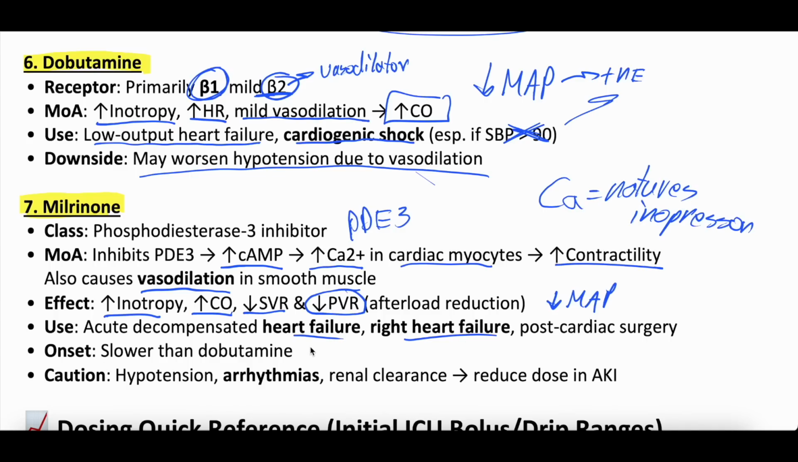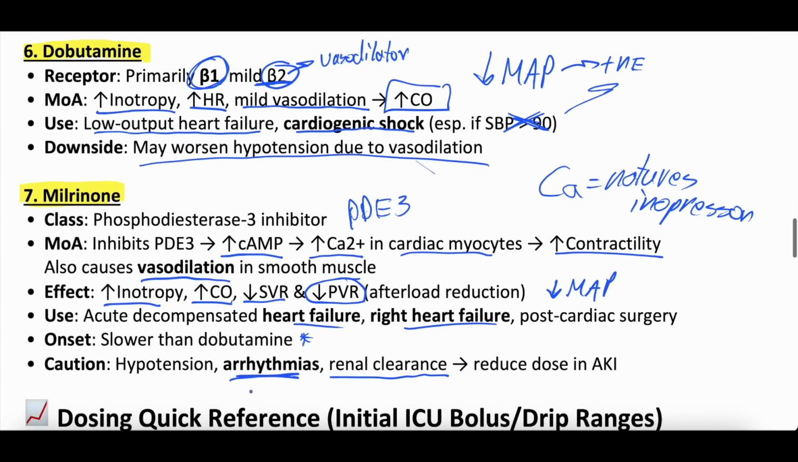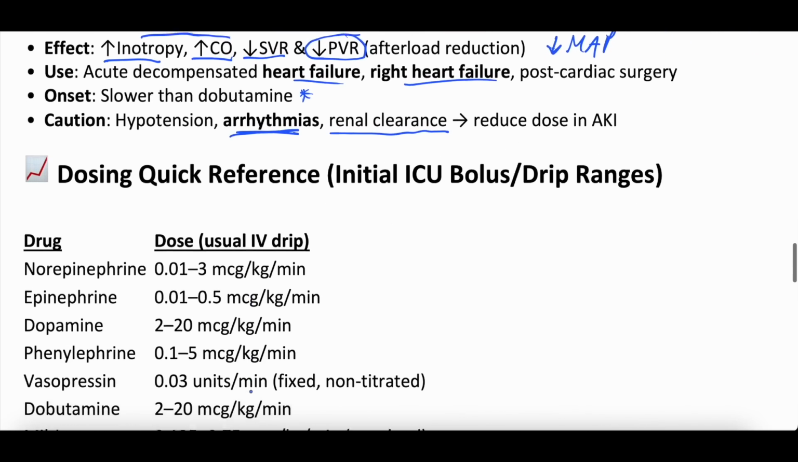It does work slower than dobutamine, and it is renally cleared. So when someone has really bad renal injury, you're not quite sure how much milrinone is circulating in their body at any one time. And then just like dobutamine, these inotropes can increase risk of arrhythmias, as can anything that does increase contractility. So here's just a dosing reference.